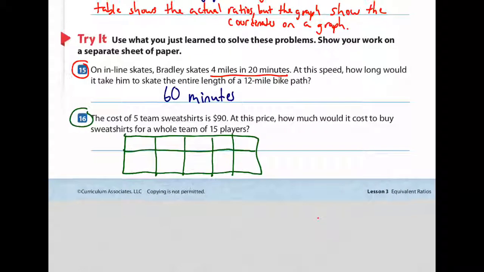All right, so let's see how you did. I already have my ratio table started to draw. So it says the cost of 5 team sweatshirts is $90. So I have sweatshirts. I'm going to put SW for sweatshirt, and I'm going to put a dollar sign for dollars. So I have 1, 2, 3, 4, 5 sweatshirts is $90. And it wants to know, at this price, how much would it cost to buy sweatshirts for a whole team of 15 players? So, here's what I know.